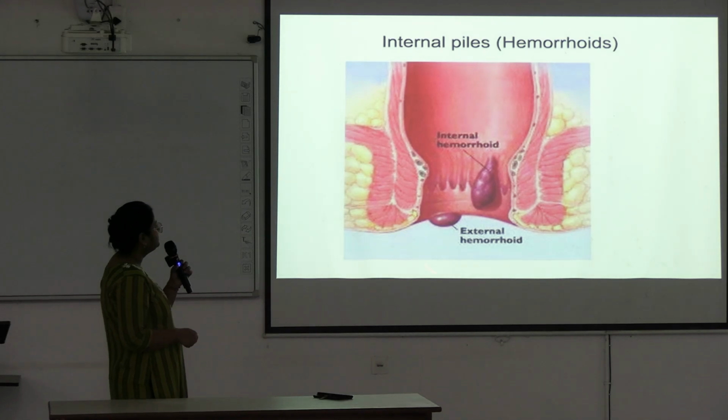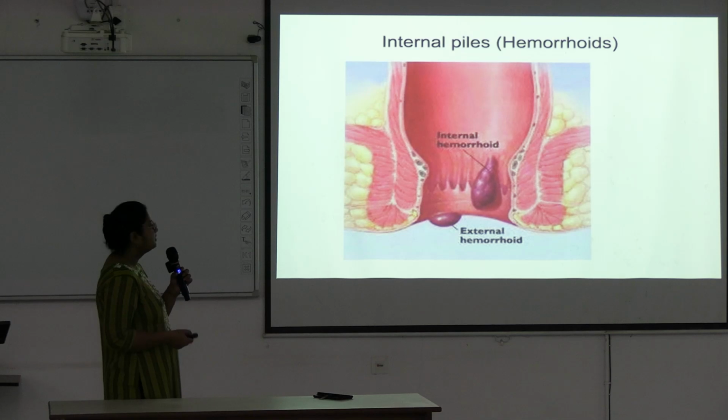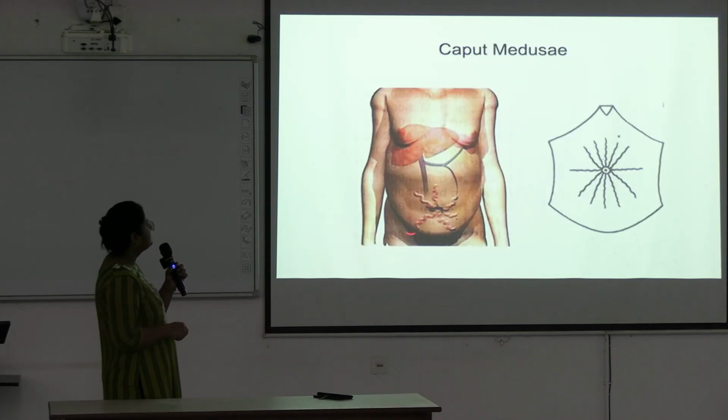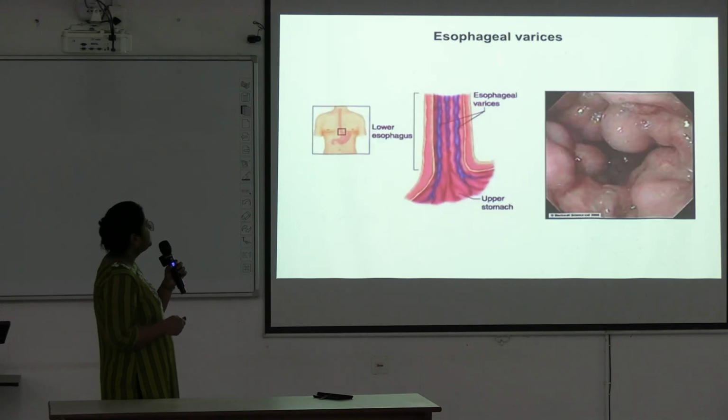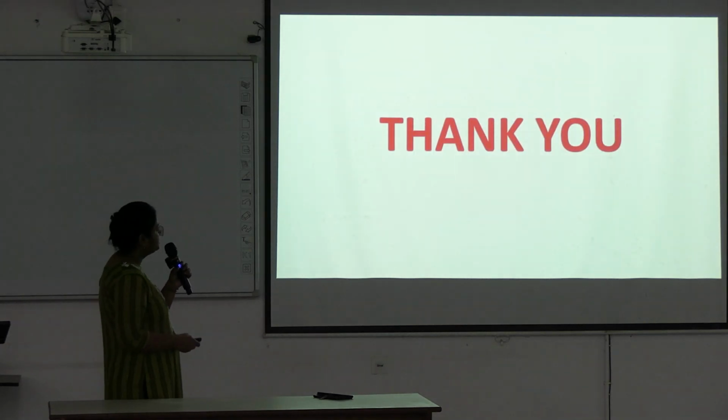Next. Here the picture is showing the internal hemorrhoid or piles. It is above this Hilton's line, okay? And this is external hemorrhoid below the Hilton's line. Next, this is caput medusa, okay? Paraumbilical vein anastomosing with the veins of anterior abdominal wall. Next, esophageal varices like this you will see under the endoscope. Okay, so these are the dilated veins at the lower end of the esophagus. Okay, understood? Okay, that's all.